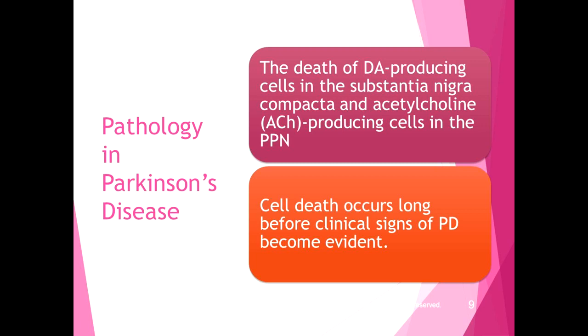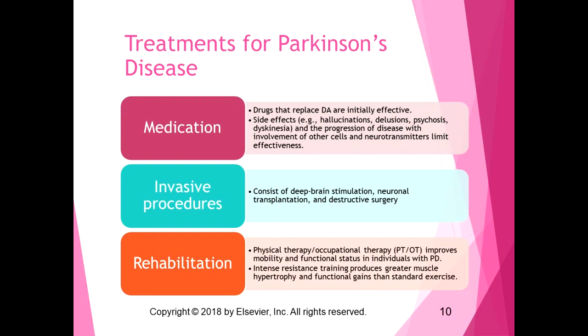So probably people's dopamine producing cells started dying off when they were in their 20s, and they don't see symptoms until they're in their 50s or 60s or even later. There is such a thing as young onset Parkinson's when people have onset in their 20s or 30s, and that is less common. So there are treatments besides therapy, obviously, for Parkinson's disease.